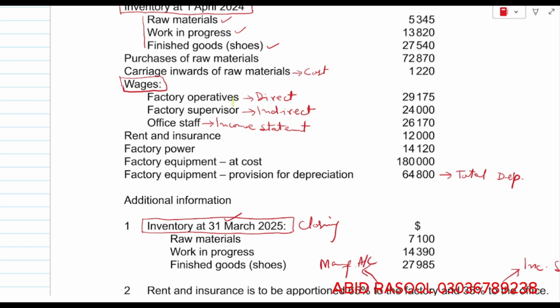Okay, factory operatives wages are the direct, and in the manufacturing account, in the first part till prime cost, we show only direct expenses. All other wages were indirect. One factory supervisor was indirect, and office staff is not included in the manufacturing account. So only one wage will be shown as direct, that is factory operatives. Okay, the people who operate the machinery in the factory, the wages given to those people are called factory operatives wages, and this one is direct. Okay, so this is also done.